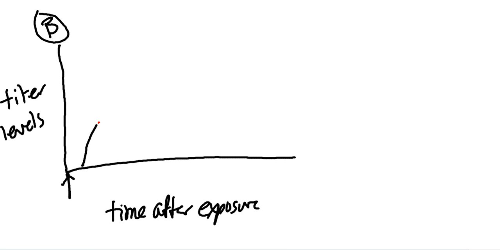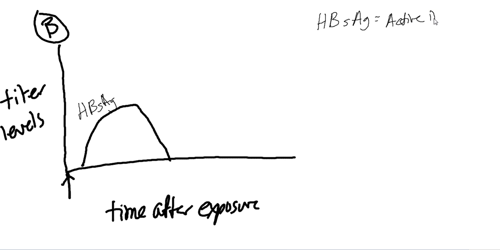Now let's draw in a little bit. We've got this marker here, and let me make my pen smaller. Hepatitis B surface antigen. What this is going to indicate is that you have an active infection. Active infection.